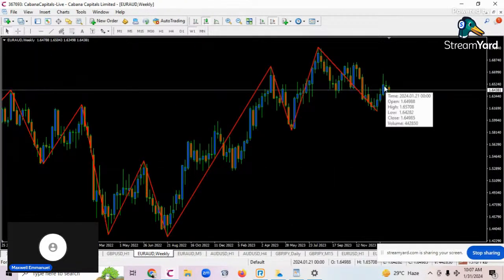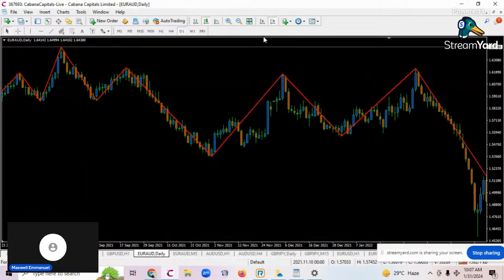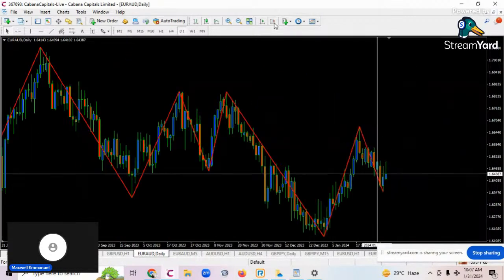You can see last week candle closed as a doji, and a doji indicates change in trend from bullish to bearish. Last week candle closed as what? A doji. That's on the weekly. Let's go down to daily. After the formation of that doji, what do we have on the daily time frame?